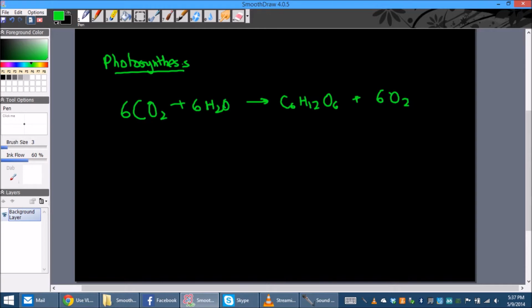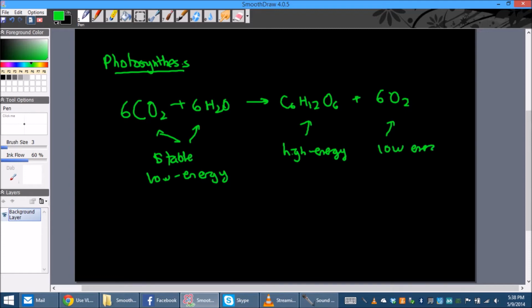6O2, which is oxygen. And this is a pretty nicely working process, except it's not as simple as this equation shows it to you. These things just don't spontaneously combine into glucose and oxygen, because these are relatively stable or low energy molecules. And in the process, you end up with a super high energy molecule.